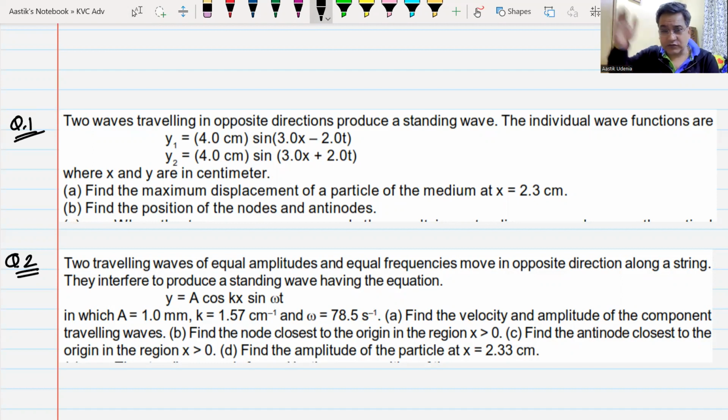I'm giving you these as homework so that you can go back home, do them on your own, and come back. Remember, I don't need the answer. If you just give me the equation, in the equation we can just put the values. The only thing you have to understand is how to find the position of nodes and antinodes. It's very simple. To find the position of nodes, you put displacement as 0, and to find the position of antinodes, you put the displacement as 2a. You will get the position of nodes and antinodes.